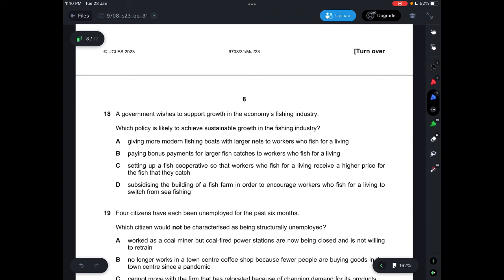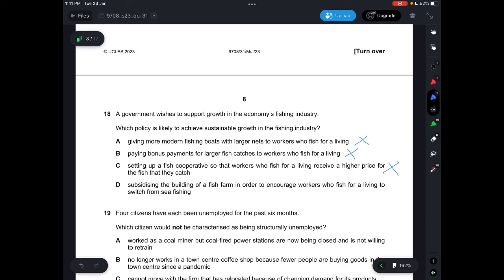Achieving sustainable growth by giving more modern fishing boats with larger nets is a short run measure. This is just directly providing things. B says paying bonus payments, which is also directly providing things, which is a demand side policy. And C says setting up a fish cooperative, which basically means oligopoly in this case. It's like a cartel, but it's not a cartel, it's a cooperative.